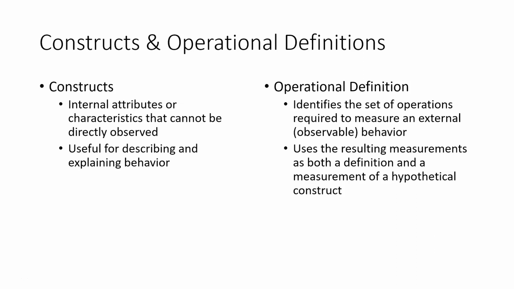We call this an operational definition. And this identifies the set of operations that are required to measure an external or some kind of observable behavior. So even though we can't directly observe love, we can observe kissing, hugging, words of affection, note writing, flower buying. There's all kinds of things that we can measure.